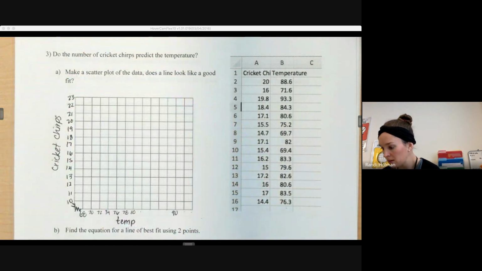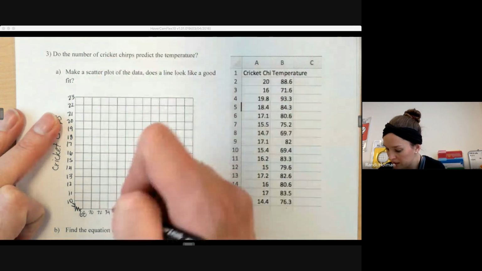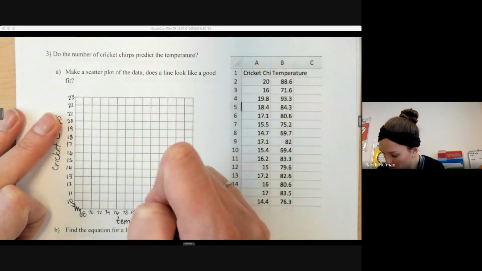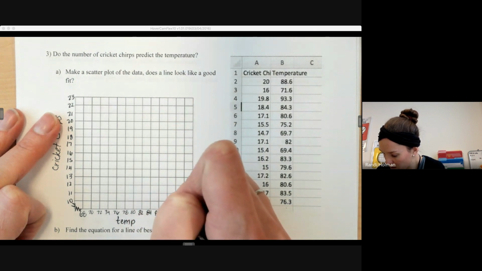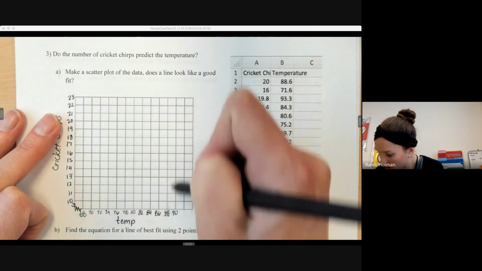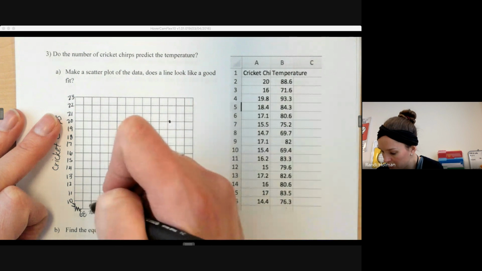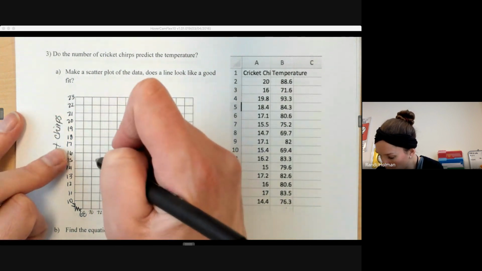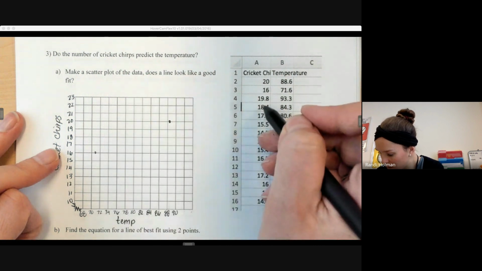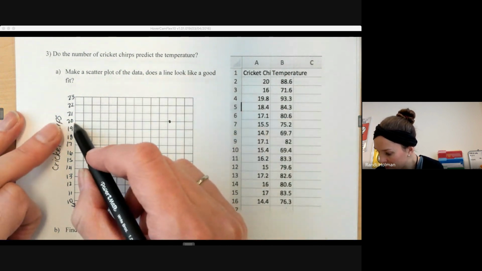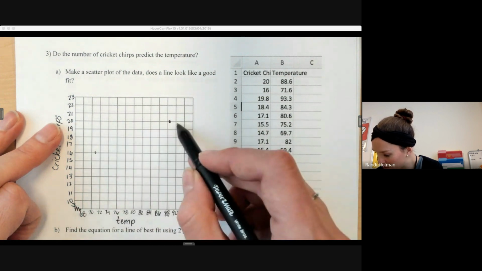Okay, so now we have to plot some of these things. So we have 20 quick cricket chirps, 88.6, 82, 4, 6, 8. Okay, 88.6 is going to be about here. 16, 71. We're just plotting these points. 19.8. I don't know how you have 0.8 cricket chirps, but we did apparently.